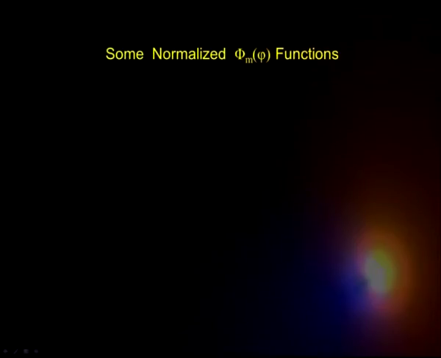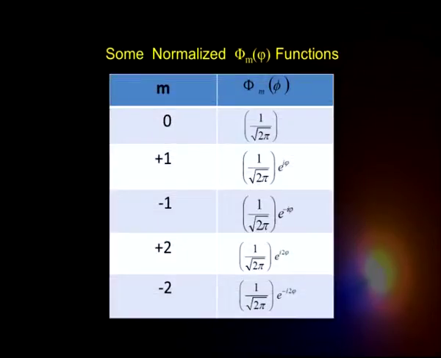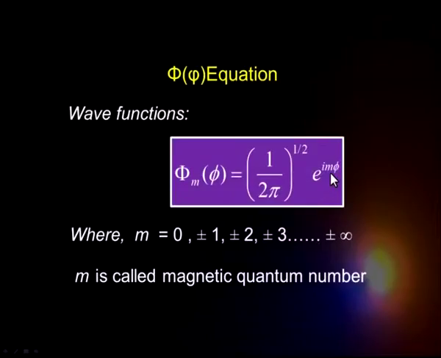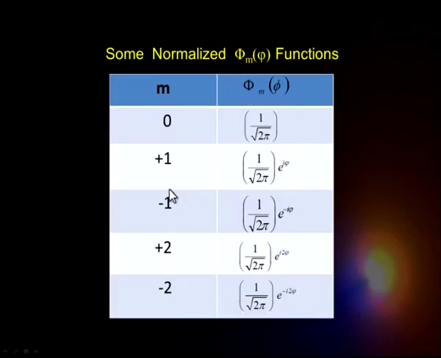Okay, so this is just a small table which shows you that if I put, say, m is equal to 0, I get this as a function, m is equal to plus 1. So basically, in this expression here, I'm putting different values of m, and I'm getting a series of functions. Each one of them is a solution to the phi equation which I got in the process of separation of variables for the wave equation for the hydrogen atom.